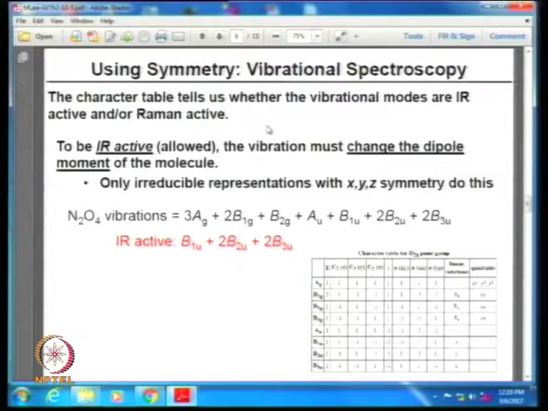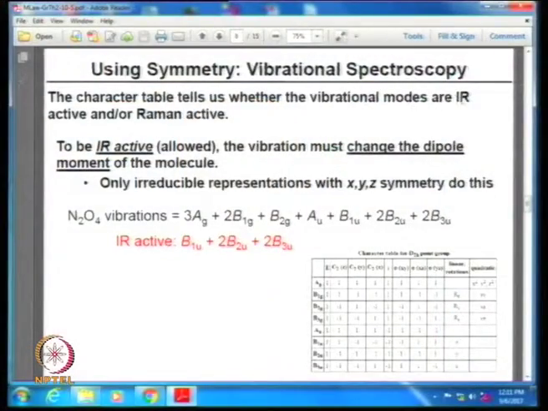But now the main point, and this is the last part of this set of slides, is what is Raman active and what is IR active. So these vibrational modes, which ones will show up in infrared and which ones will show up in Raman spectroscopy. The character table tells us whether the vibrational modes are IR active or Raman active.